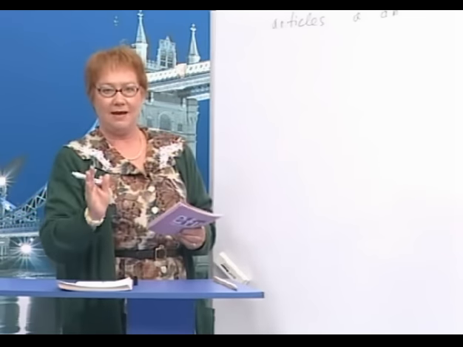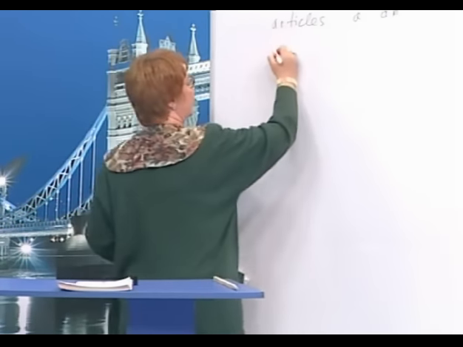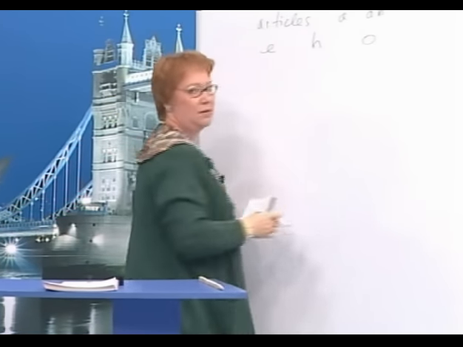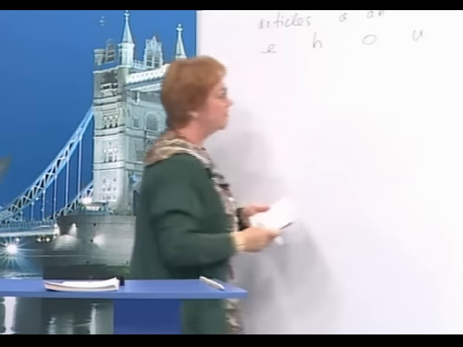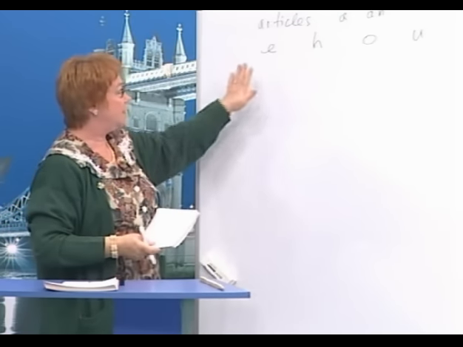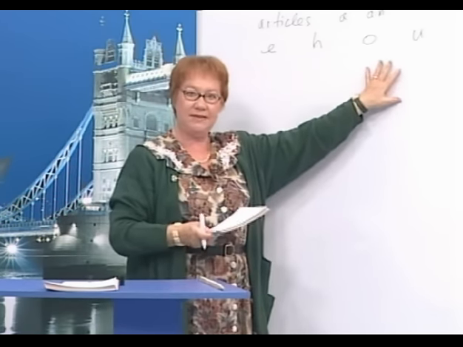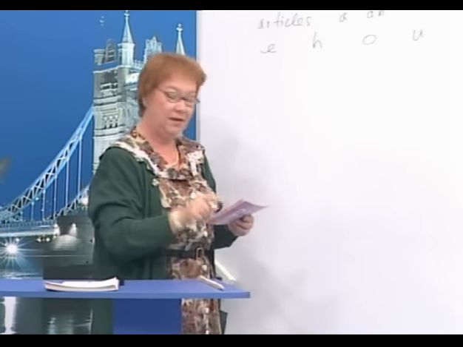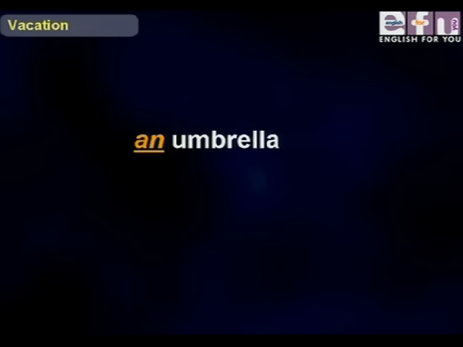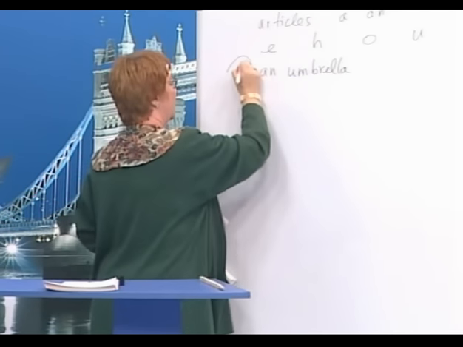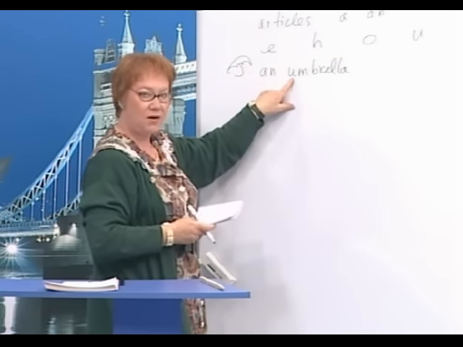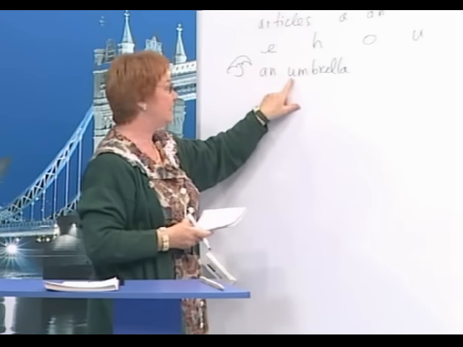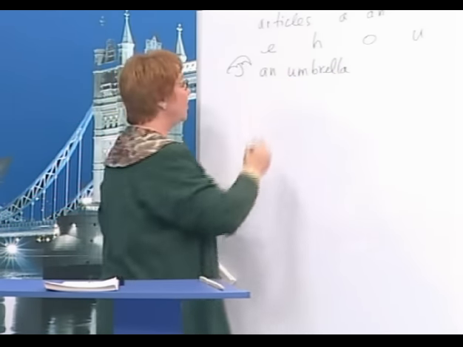Now, for a and an, you have to be careful of these letters: E, H, O, and U. Okay? When you see words with these, sometimes they have a different sound. Let me show you some examples. Here's one. An umbrella. We haven't seen umbrella before. An umbrella. Okay? Starts with U. It's a vowel. An umbrella. Because it's a vowel sound.